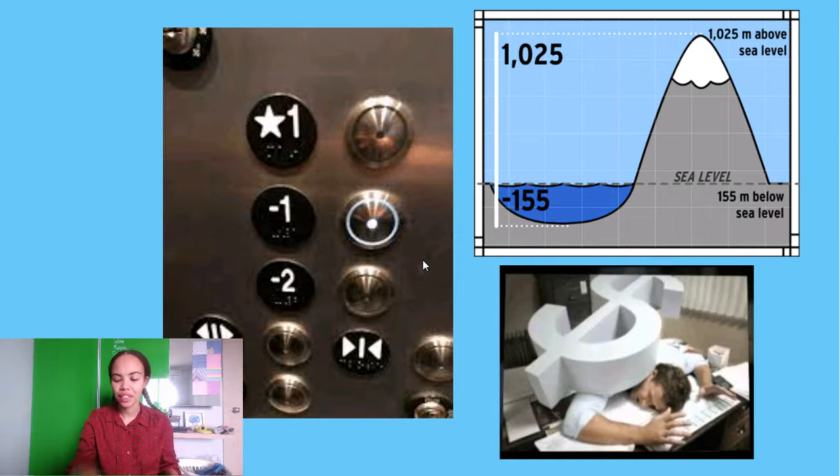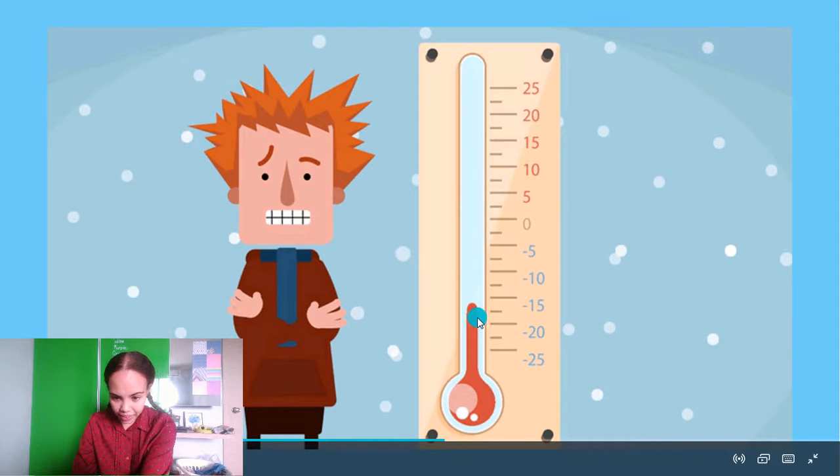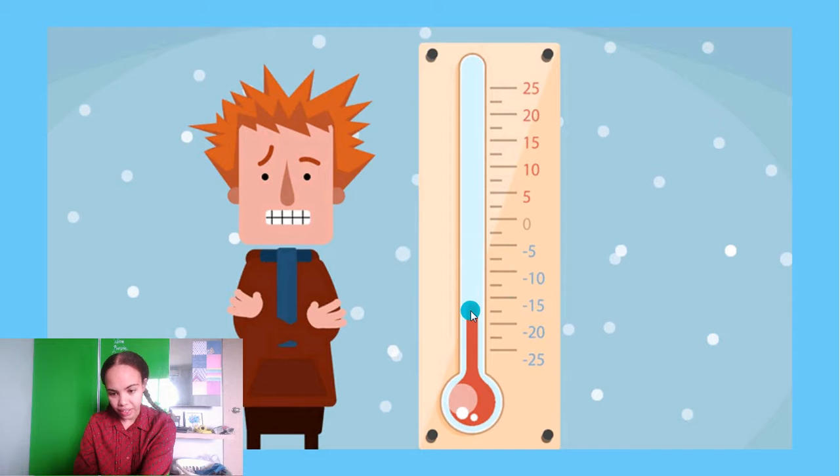One more though. This one is more relevant for today. Temperature, right? Everywhere we go now, we have to have our temperature taken to make sure that we're okay. Well, we also check the temperature of not only our bodies, but the weather as well. So here we have somebody, it's very, very cold where he is. It looks like it's about minus 15 degrees.